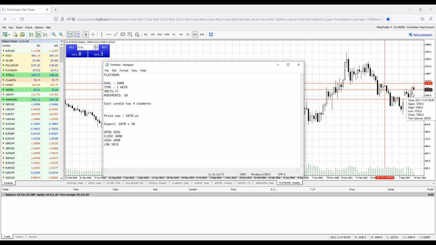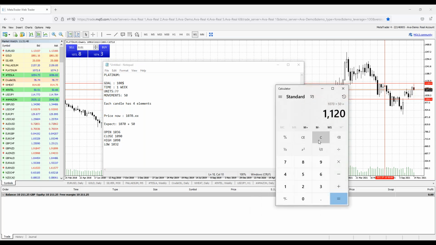Nothing special. Okay, so we're going to take the open with the close to understand the measurement. Open is when the market has opened. Close is when the market is closed during that week. So beginning of the week, Sunday or Monday, depending on the assets, and then the close Friday or Saturday, depending on the assets. So open here is 1036, close is 1090.